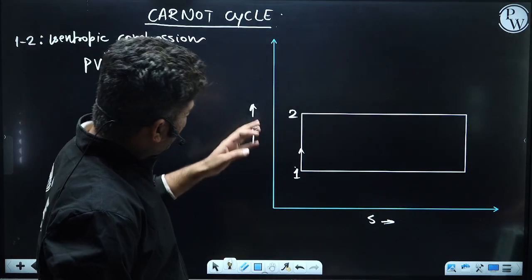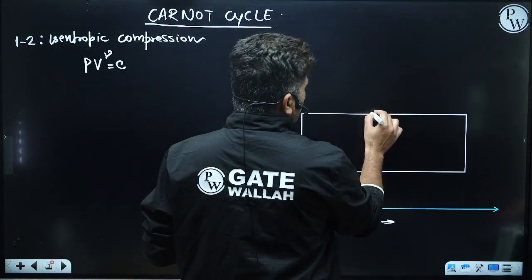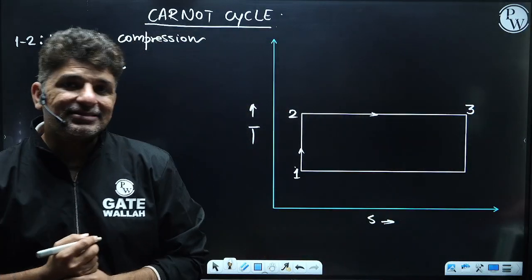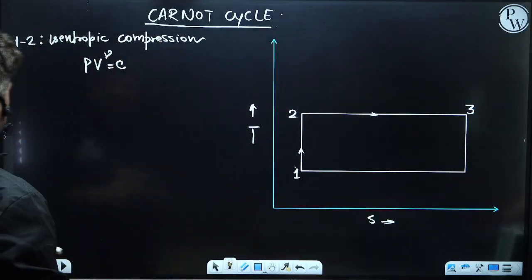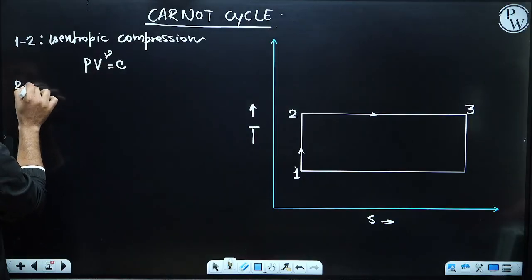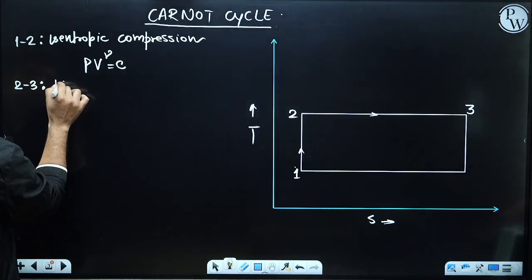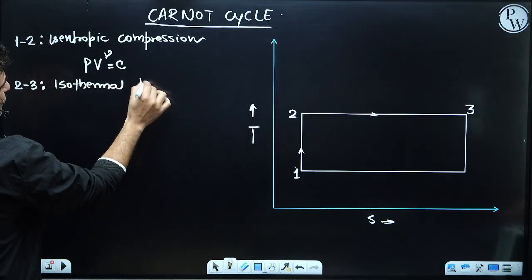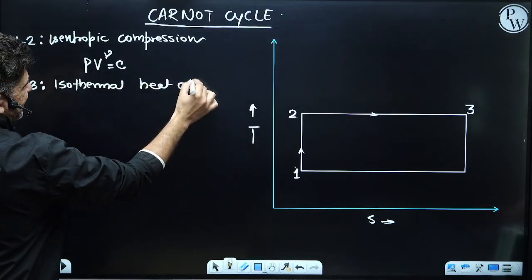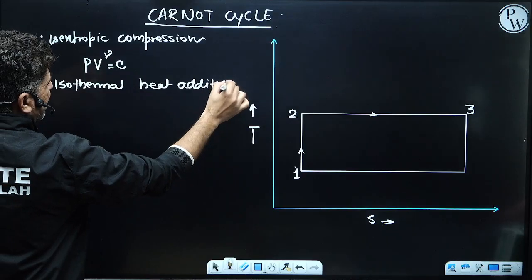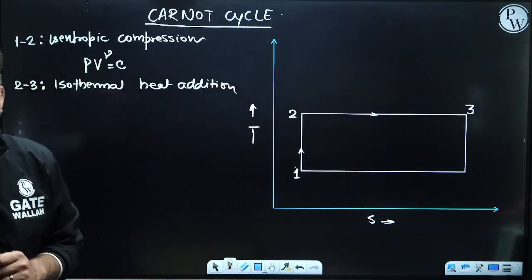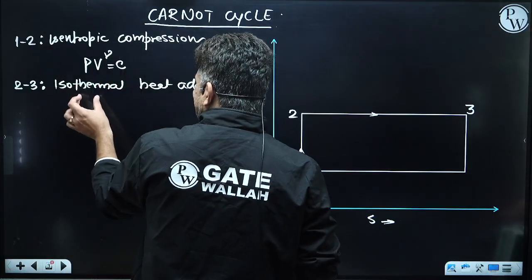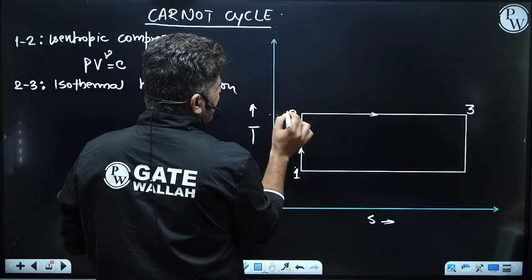Moving on, the second process, which goes from 2 to 3, is constant temperature heat addition. The 2 to 3 process is isothermal heat addition. Now if you see the term, the first part is isothermal. That means the temperature is constant. Iso means same, thermal means temperature. So the temperature remains constant.